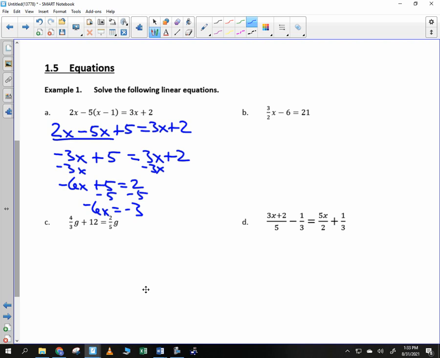Some teachers tell you always make a positive x. Some teachers tell you always put the variables on the left-hand side. I say you're in college algebra and you can do both, right? We divide both sides by negative 6 and we get?